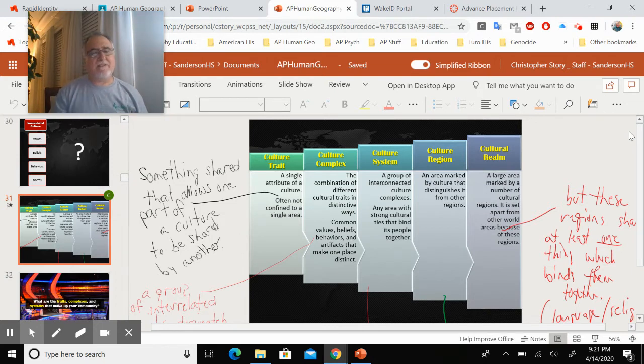Then you move from traits to the next larger stage, which is a complex. This is a combination of different traits in a specific way, and this also deals with both material and non-material culture: common values, beliefs, behaviors, and artifacts that make one place distinct.